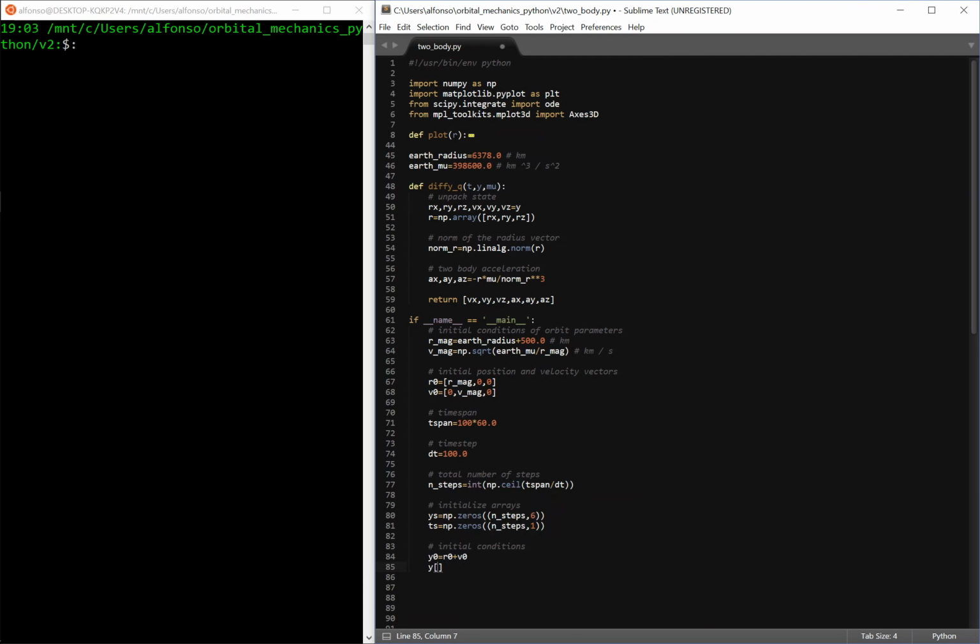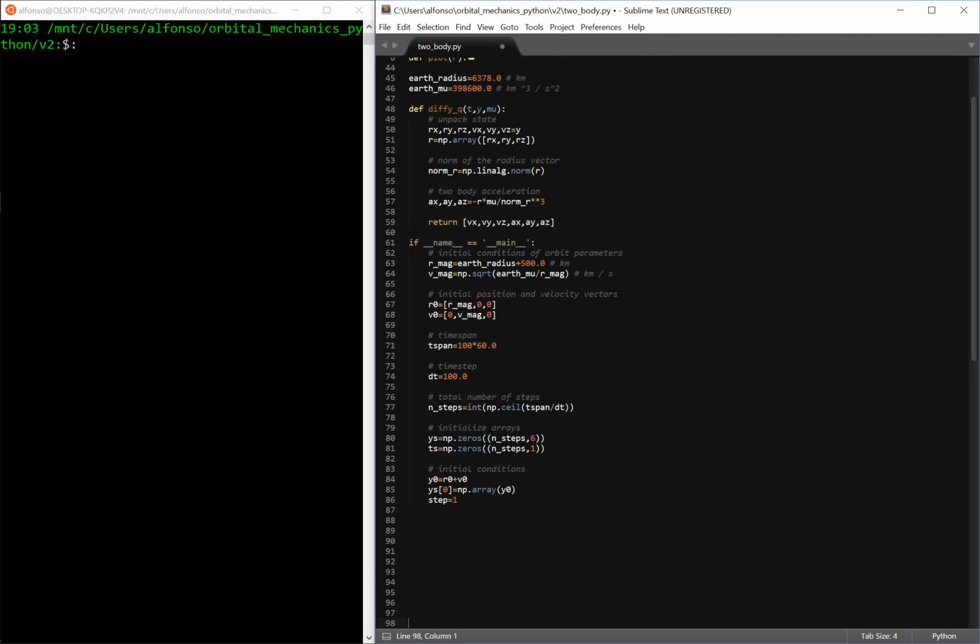And then we want to set ys[0] equals y0. Since we're going to start at the second step, where Python index 0 is the first, and since we set it to all zeros in here, the first step would mean 0 position and 0 velocity, which is not true. So we just want to put in the actual initial condition for the first step. And we want to define one more variable where step equals 1, because step equals 0 is actually the first step. So as of now, we want to start at step equals 1, because step equals 0 is the initial condition. So we already have that.